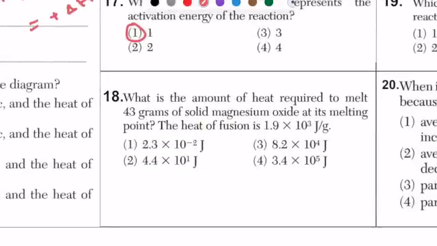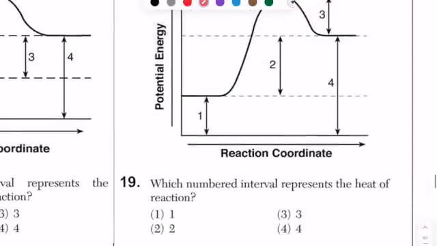What's the amount of heat required to melt 43 grams of solid magnesium oxide at its melting point when the heat of fusion is this? So we are using the equation with the heat of fusion. So just multiply the heat of fusion with 43. You should get your answer.